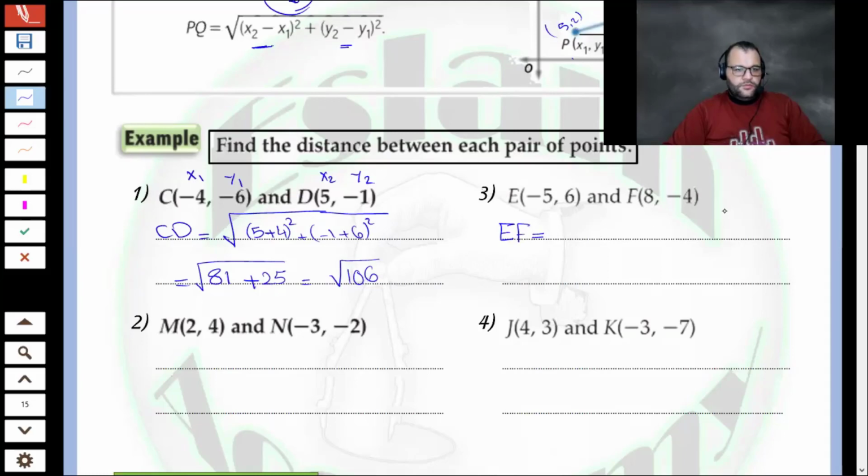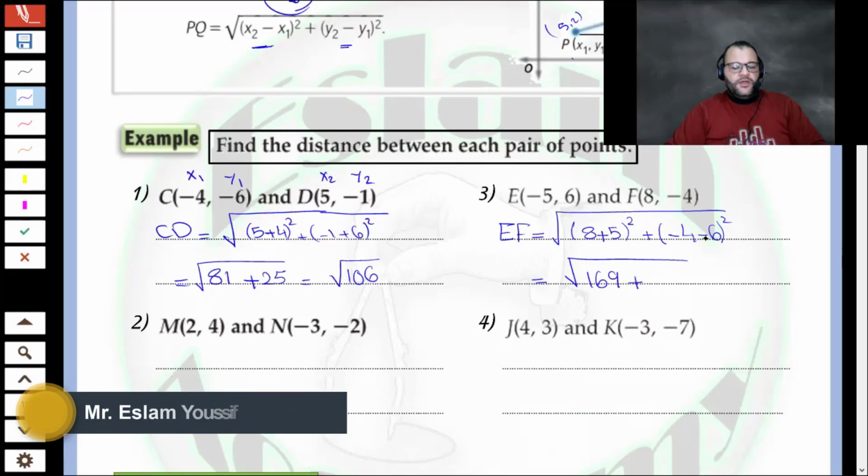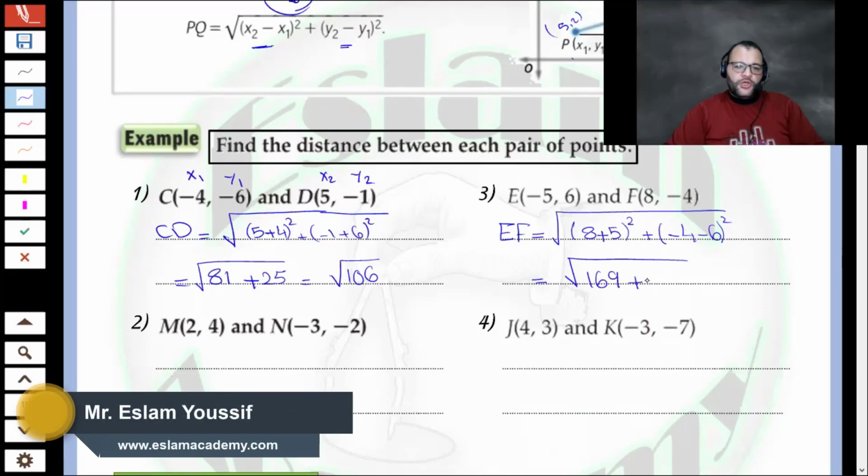You first make the square root, and then parentheses, and then 8 minus negative 5. Negative 5 becomes plus 5, so it will be 13 to the power 2. And then the square root plus negative 4 minus 6, which is negative 10, to the power 2, negative 10 squared is 100. So 169 plus 100.